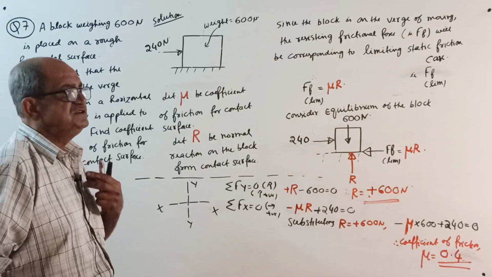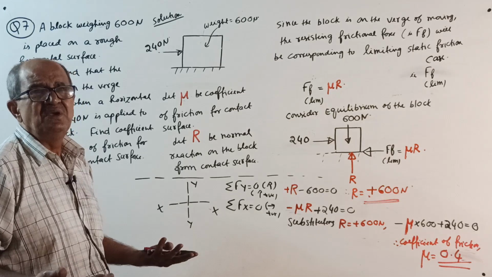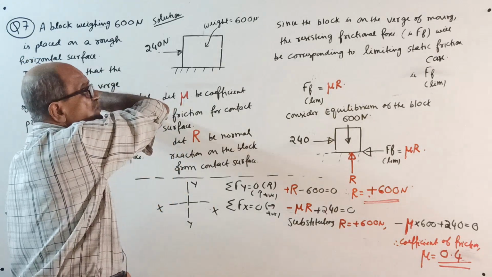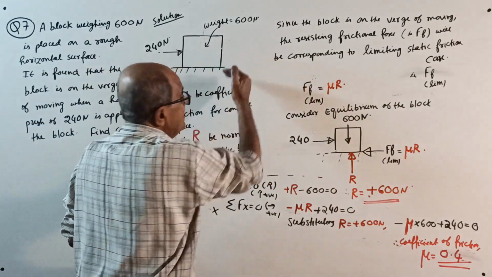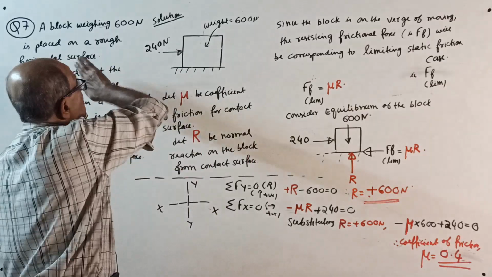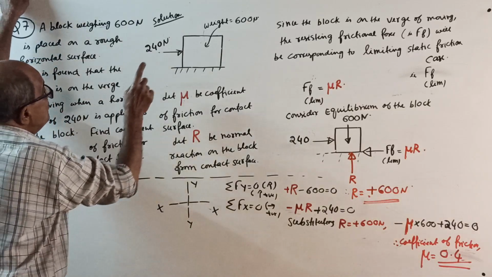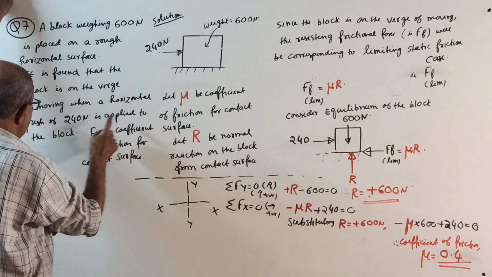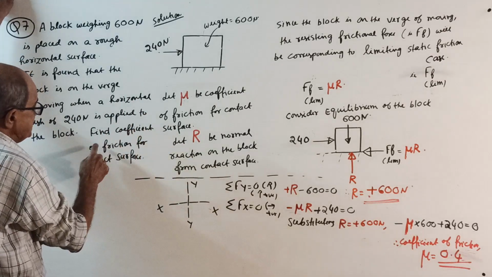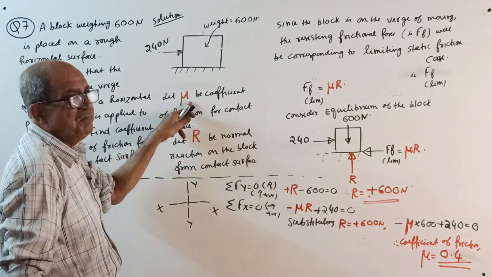Usually in a question, if it is not given, it is understood. Push means you show like this. Nobody will go and show it the other way. The natural tendency is push. This force of 240 Newton is applied to the block. Find the coefficient of friction for the contact surface. They want to find the value of mu.